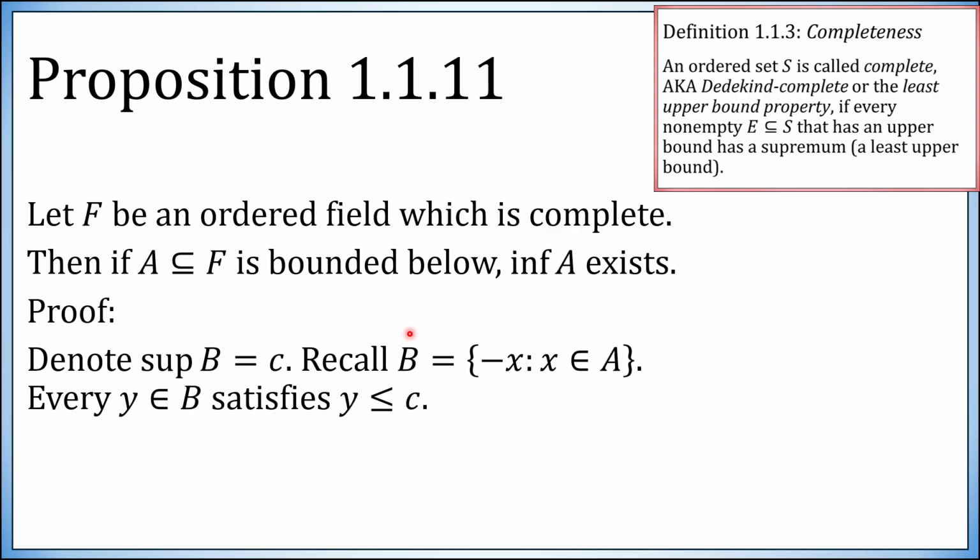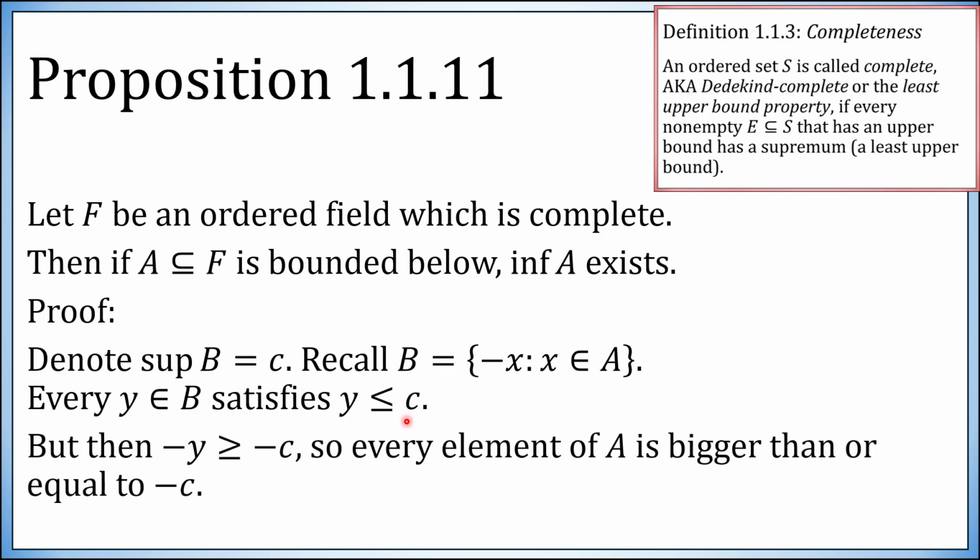Now the set capital B was just the negatives of the original set A. So since this number c is the supremum of B, it's an upper bound. Everything in B is less than or equal to c. But if I multiply again by minus 1, negative y is bigger than or equal to negative c. But if I take negative 1 times the elements of B, I go back to elements of A, meaning every element of A is bigger than or equal to this number, negative c. All that does is tell us that negative c is a lower bound of the set A.